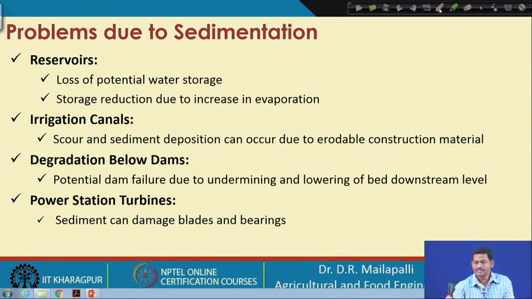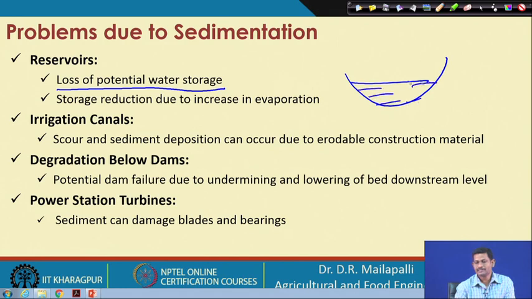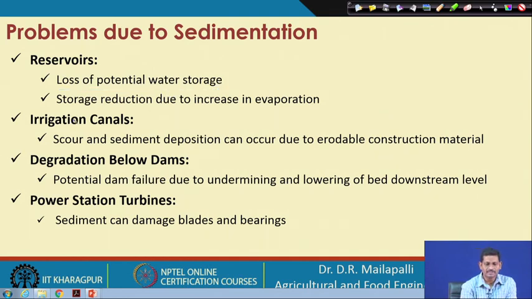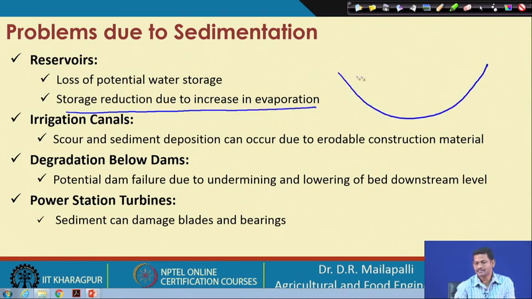So the problems due to sedimentation. So reservoirs, if you see, there is loss of potential water storage, because when there is a deposition here, definitely the capacity of water will be reduced. So only this is the capacity now compared to the actual capacity. Okay. So definitely loss of potential water storage, and storage reduction due to increase in evaporation. Not only that, because now it is shallow, right. So this is a sediment deposition. Now it is shallow and it is easier to evaporate.